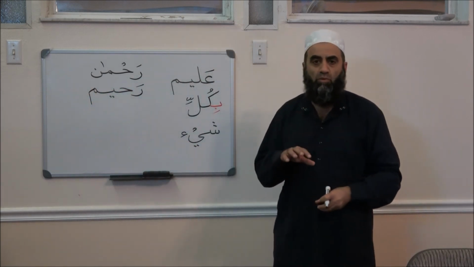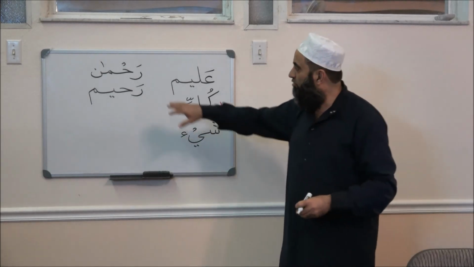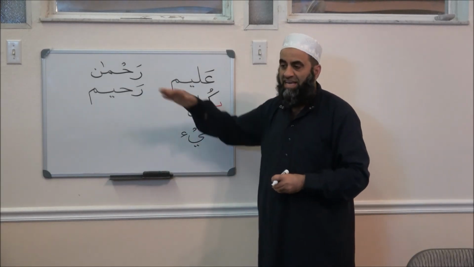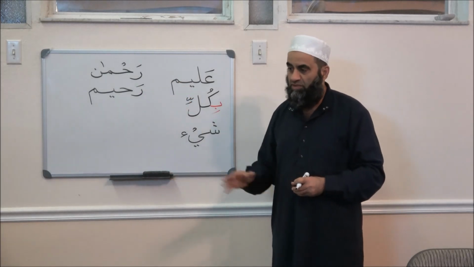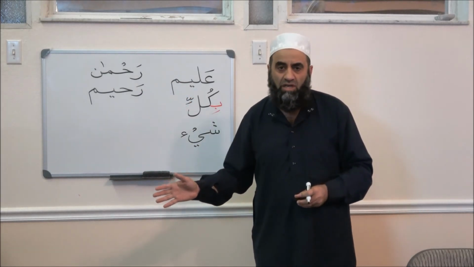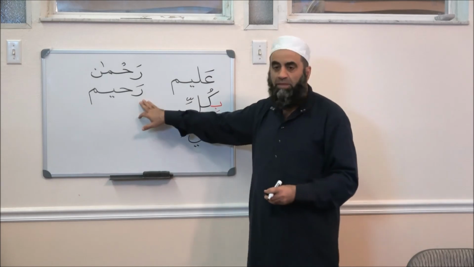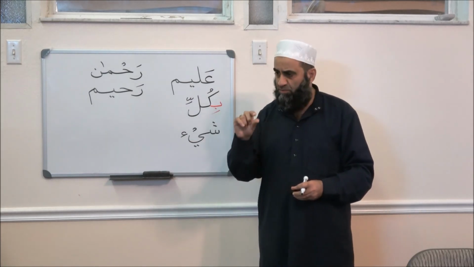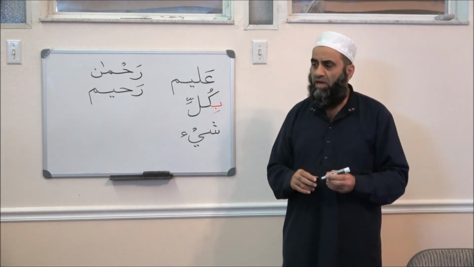Both are derived from the word rahma, which means mercy, but the first one is usually translated as eternally merciful. This is the mercy that Allah subhanahu wa ta'ala gives to the entire creation. And Rahim is the compassionate. This is a special rahma of Allah subhanahu wa ta'ala.